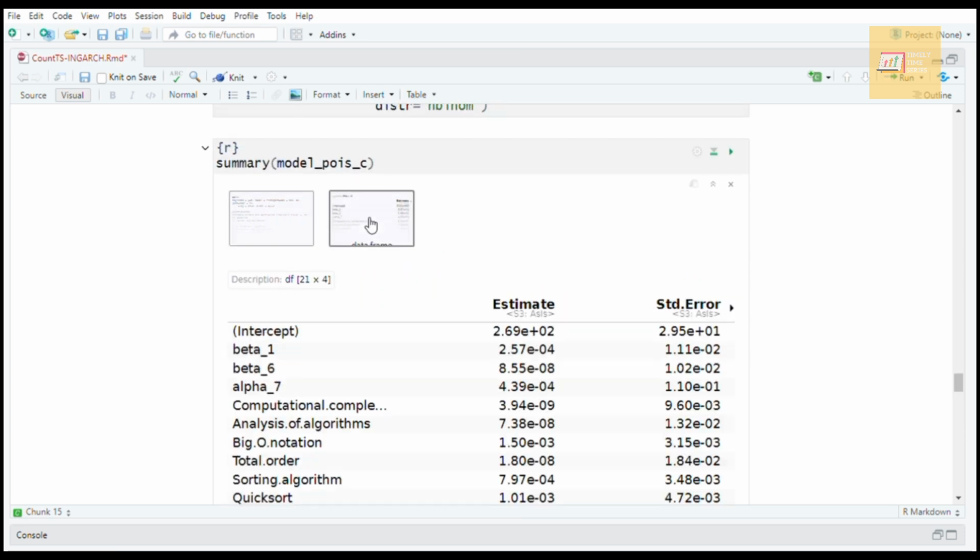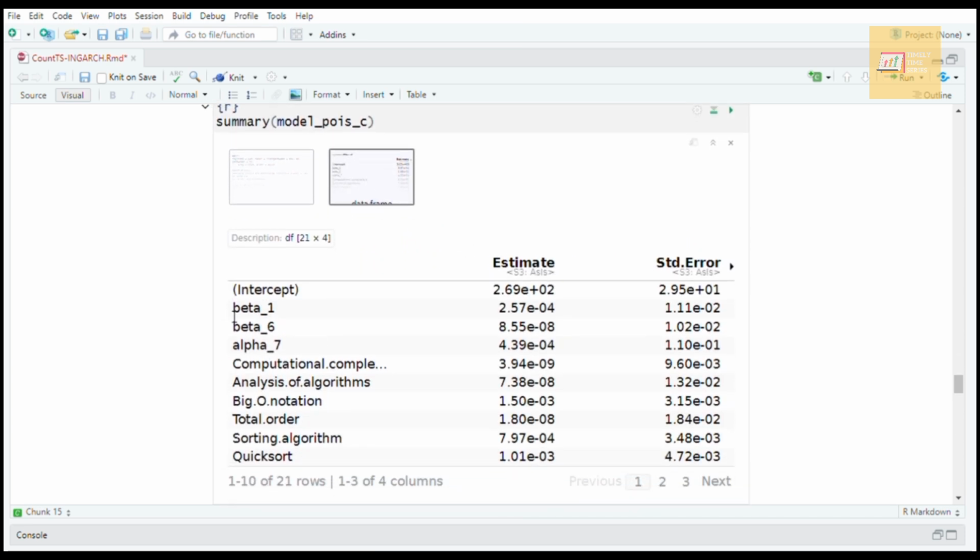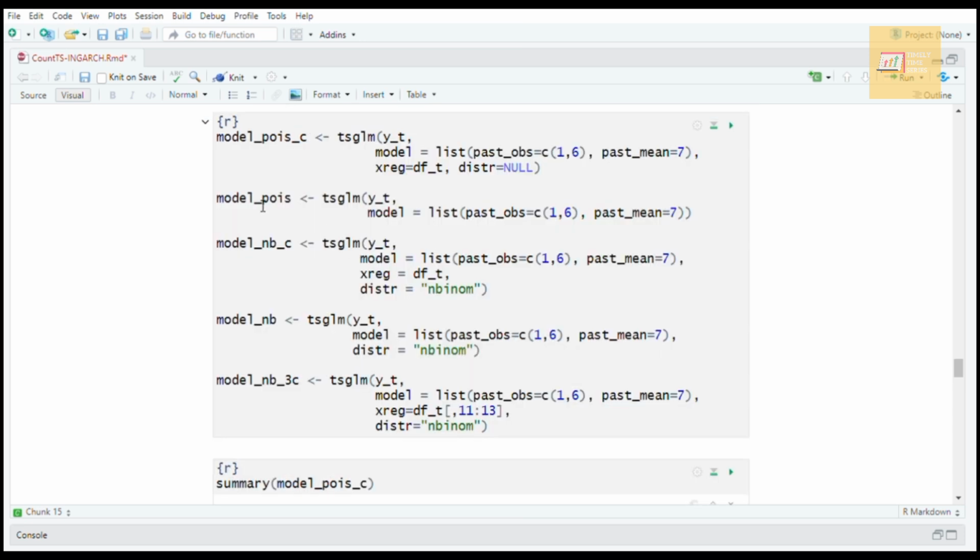And by the way, these are the estimates for the parameters. The intercept is beta 0 in our theory slides. And yeah, it's estimated to be 269. And then beta 1, beta 6 are the autoregressive parts, while alpha 0, alpha 7. Alpha 7 denotes the moving average part, or like the conditional mean part. Okay, and then let's see the model Poisson as well.